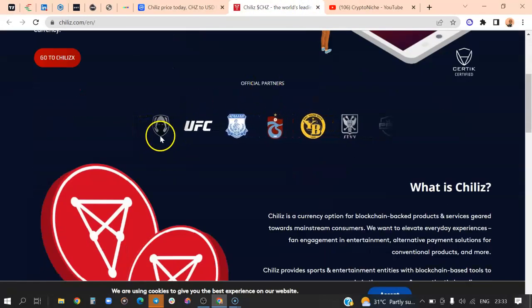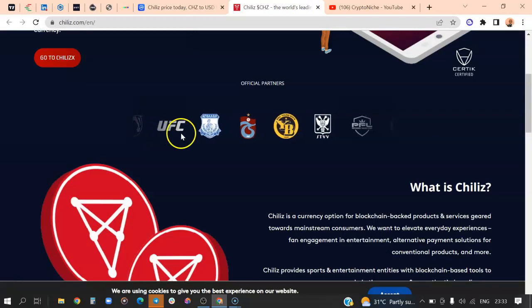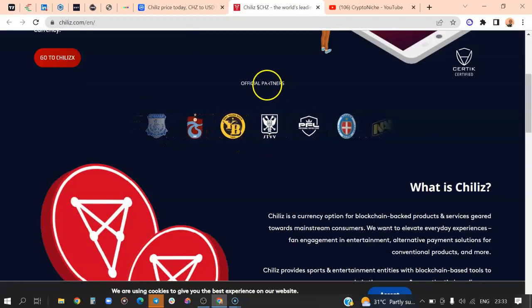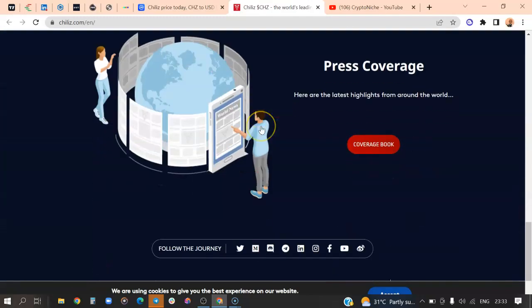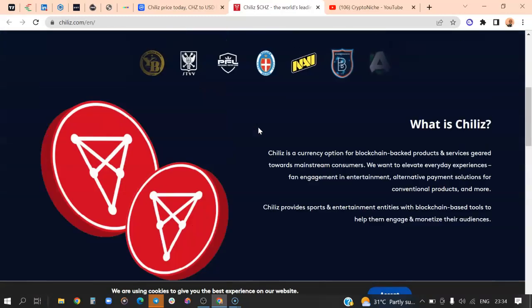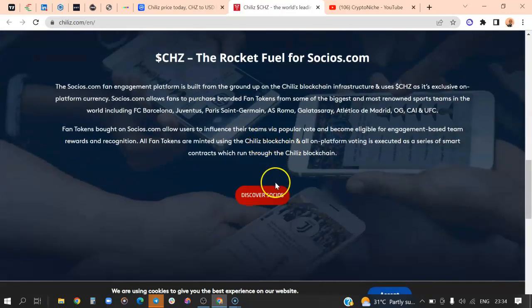You can say their partners are Barca Football Club, UFC, AS Roma, like several top clubs across the world. They're in partnership with Chiliz, and this is the rocket that is fueling socials.com. That is where you trade your favorite fan token. So there are a lot of fundamentals that actually make that a self-fulfilling prophecy.